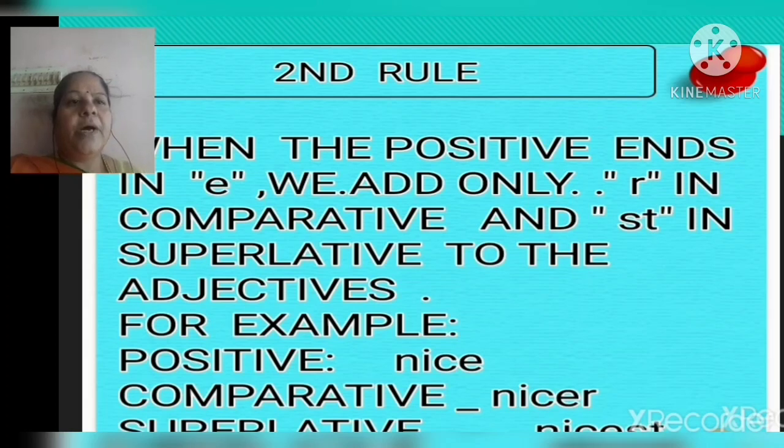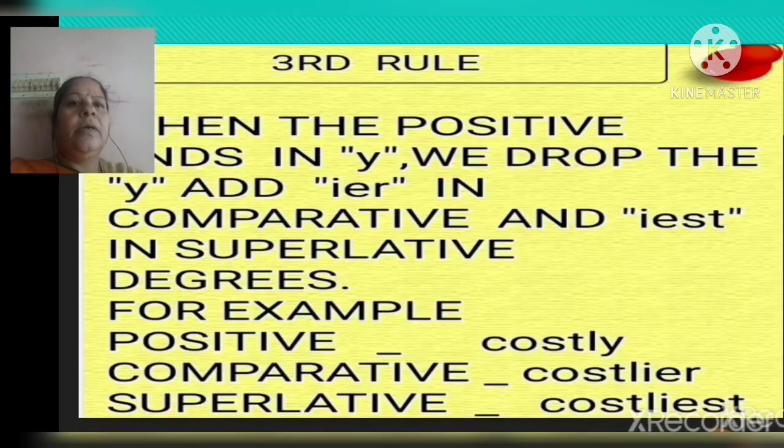Second rule: when the positive ends in e, we add only r in the comparative and st in the superlative. For example, positive: nice, comparative: nicer, superlative: nicest. Third rule: when the positive ends in y, we drop the y and add ier in the comparative and iest in the superlative. For example, positive: costly, which ends in y. Comparative: drop the y and add ier, costlier. Superlative: costliest.